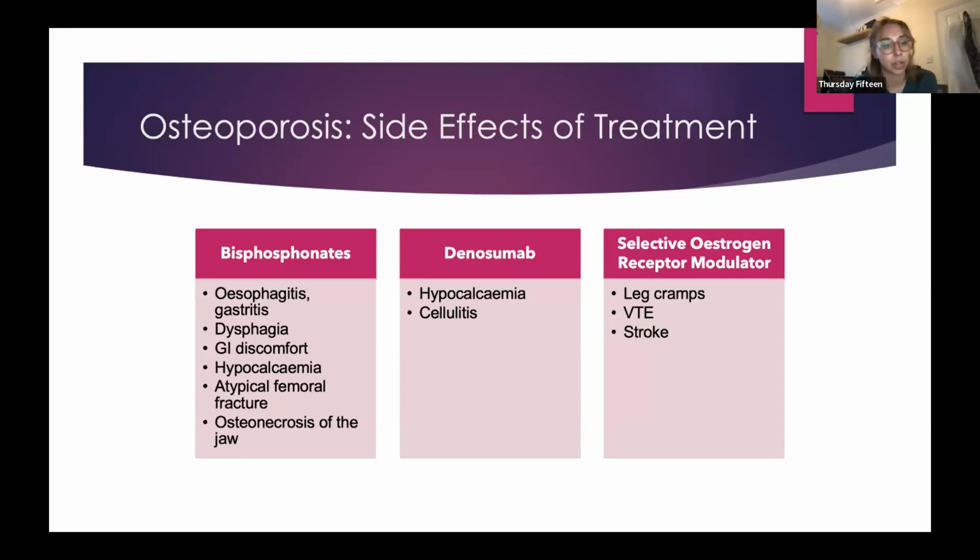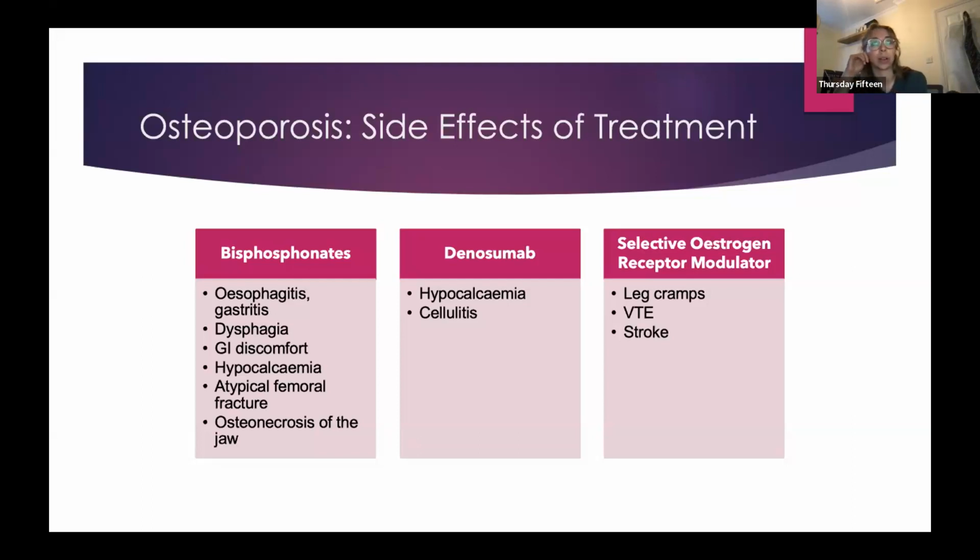So things like esophagitis and gastritis, and even duodenal and gastric ulcers, dysphagia, GI discomfort, low calcium, like in this question, and then weird things like atypical femoral fractures and osteonecrosis of the jaw. Osteonecrosis of the jaw is this really rare, weird condition where a part of your jawbone starts poking through your gum, and then the area that's exposed doesn't receive any blood, which means that the bone dies. So that's quite a serious side effect.